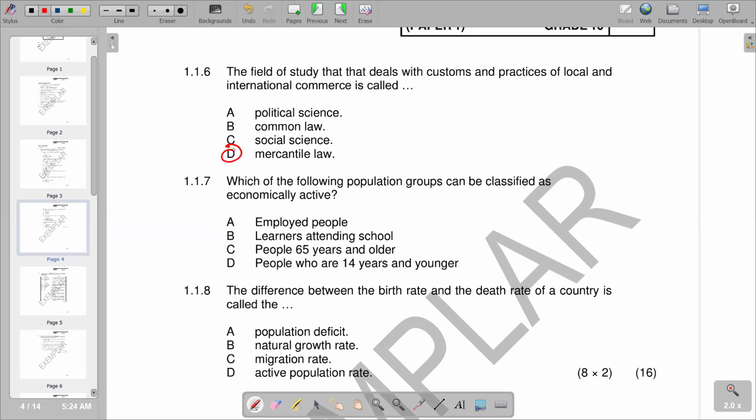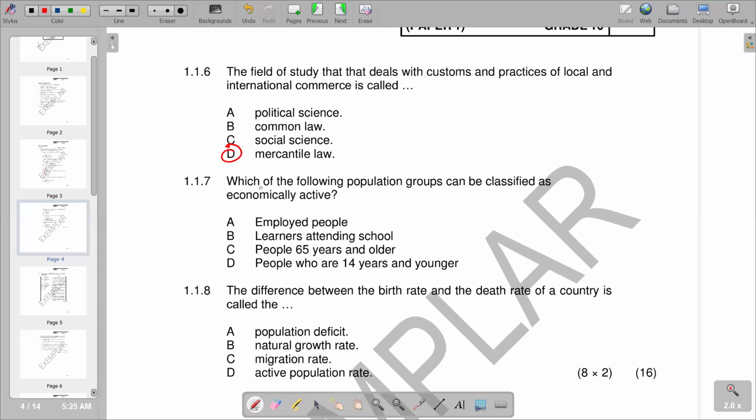Then you go to 1.1.7, which of the following population groups can be classified as economically active? So economically active is described by the age group that is able to work. But obviously, that age group is supposed to be working so that it qualifies to be under economically active. So on 1.1.7, the correct answer that we have there is A.